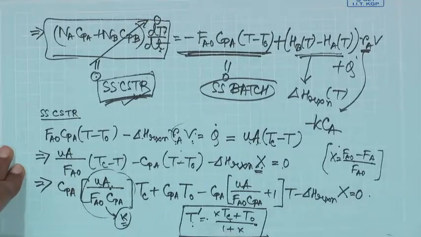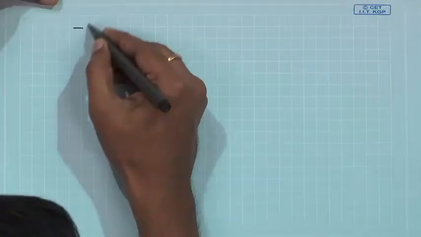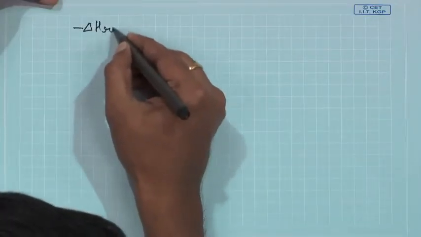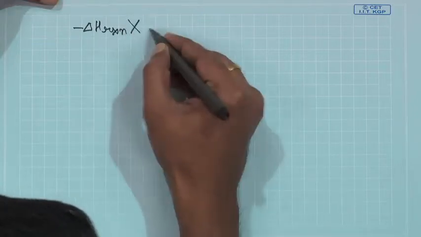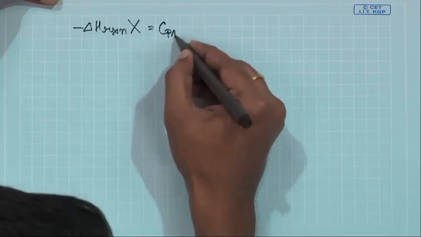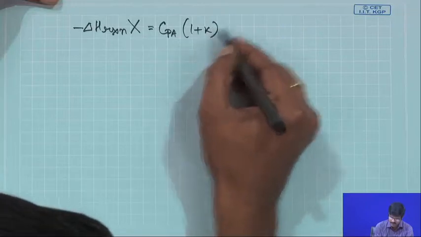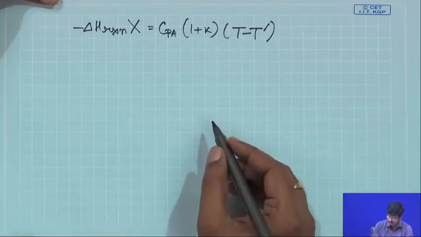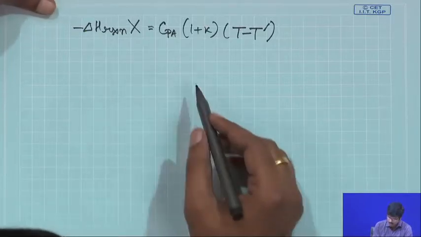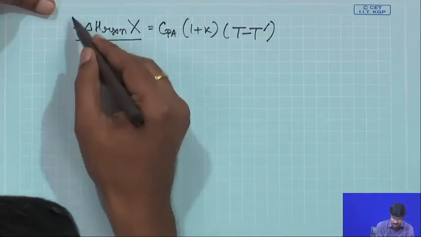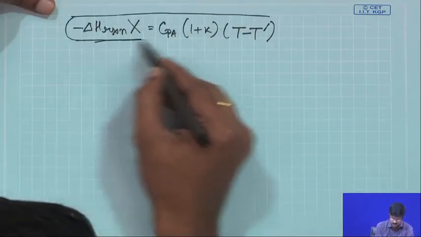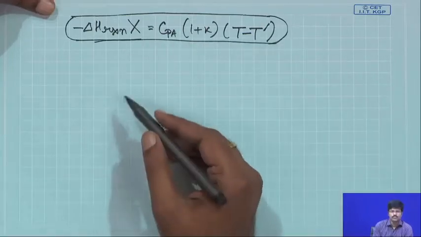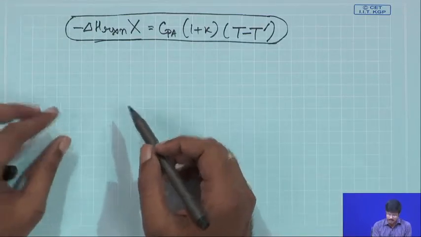If we define these two terms and rearrange, you can work it out, and you finally get a very simplified expression: minus delta H reaction into conversion equals Cpa into 1 plus kappa into T minus T prime. Now, this is the energy balance equation for a steady state CSTR.